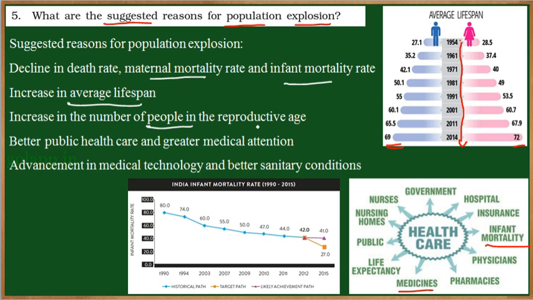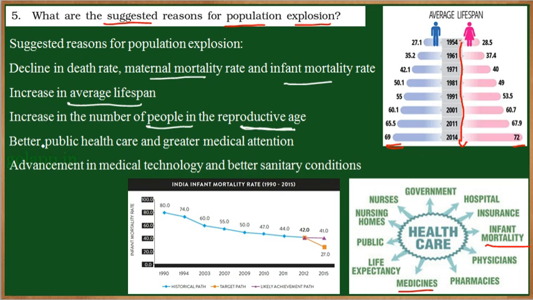Increase in the number of people in the reproductive age. So generally the members in a population are grouped under three categories. One is the pre-reproductive age group, which includes infants and children, the reproductive age group, and the third one is the post-reproductive age group. So if the members in the reproductive age group are more, that means such a population has more chances of increasing in its size. So in our country, there are more individuals in this age group, that is the reproductive age group. So this is also one of the reasons for the population explosion.